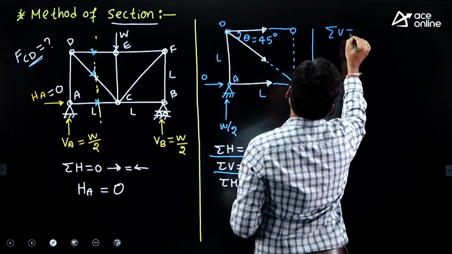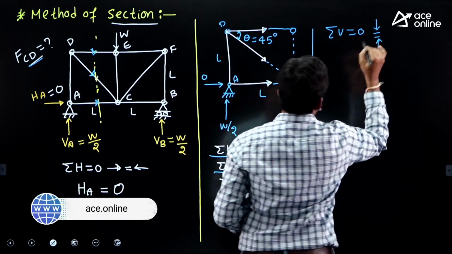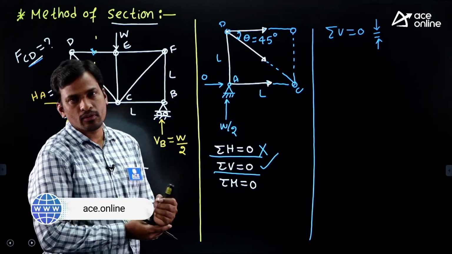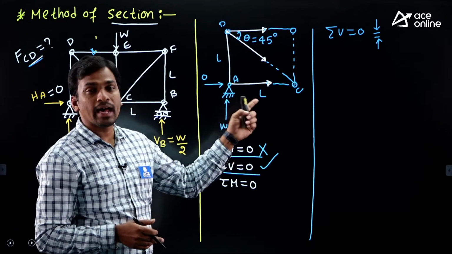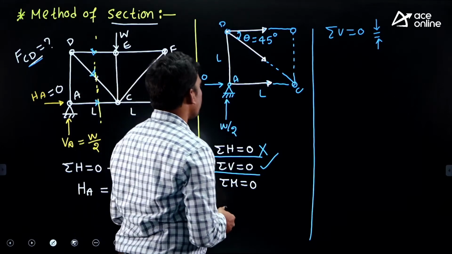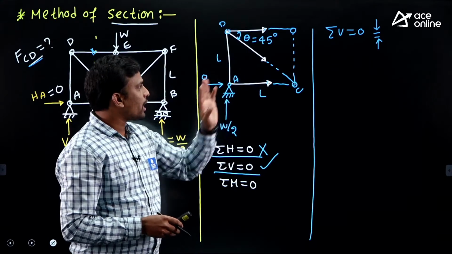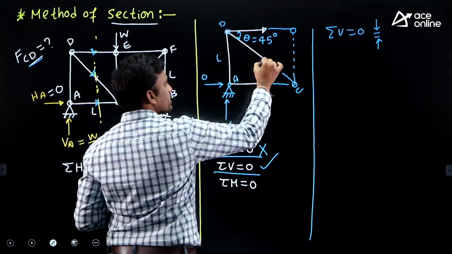Now sigma V equals 0, nothing but downward forces equal upward forces. All the downward forces equal all the upward forces, nothing but balancing of vertical forces. Okay, balancing of vertical forces. Right. Now in this diagram, what are the downward forces? What are the downward forces in this free body diagram? Students, this arrow mark is downward.